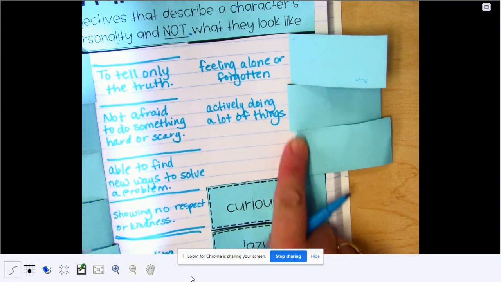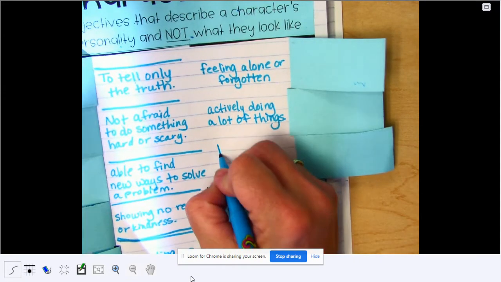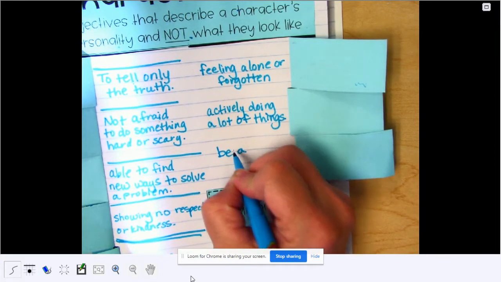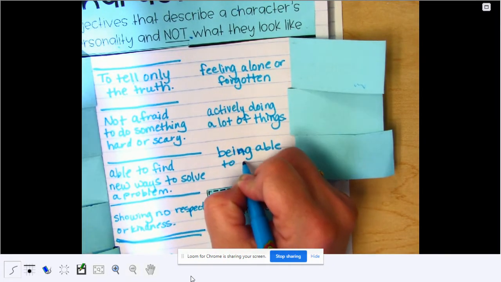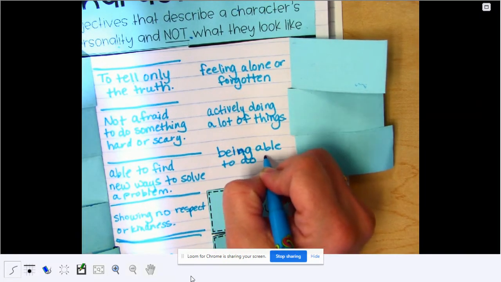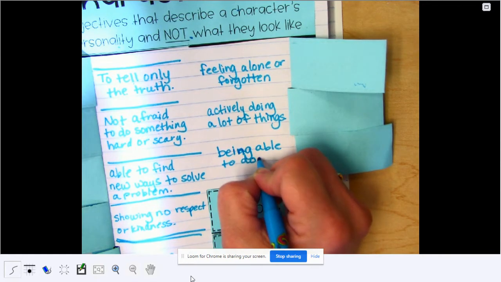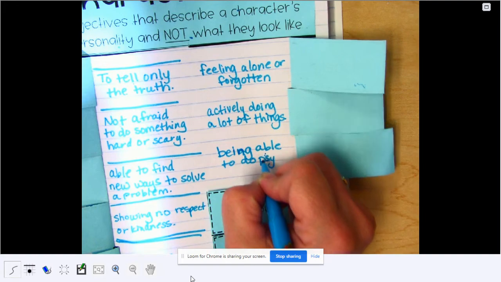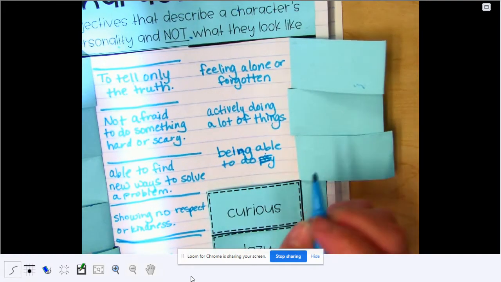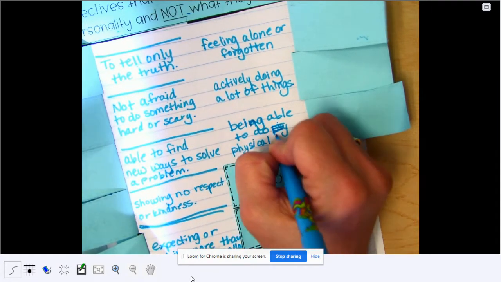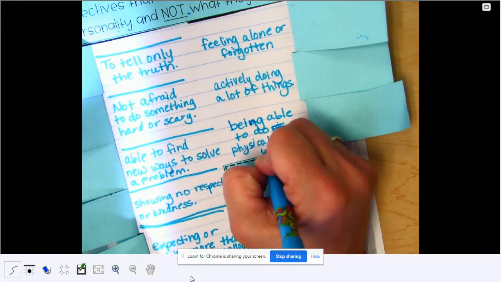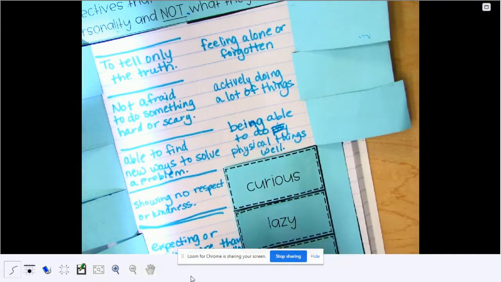Okay, athletic. That should be being able to do physical things well. Oh goodness, guys, I'm misspelling everything today. Okay, physical things means like your body. So if you are athletic, you are able to do things that are physical. You're able to do them well.